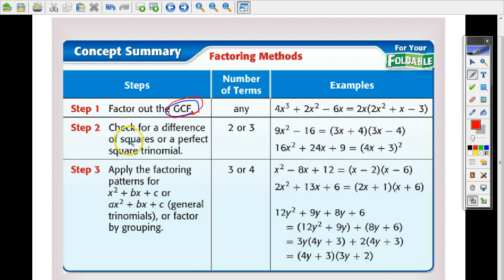Step 2, check for a difference of squares or a perfect square trinomial. Okay, remember, difference of squares is when you have a squared minus b squared. You can rewrite as a plus b, a minus b. So here you have 3x squared. This can be written as 3x squared minus 4 squared. So it can rewrite 3x plus 4, 3x minus 4.